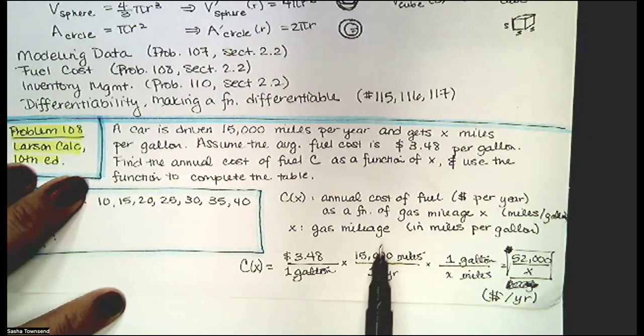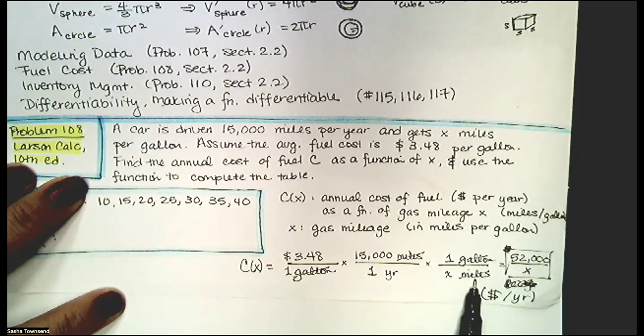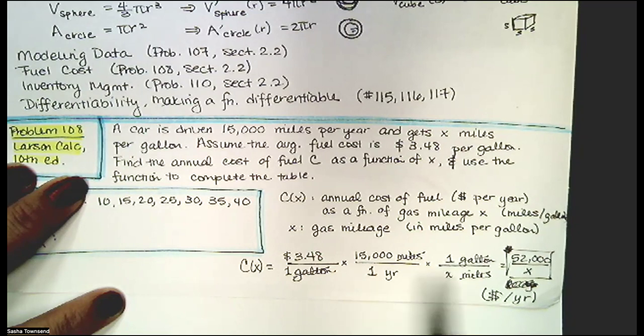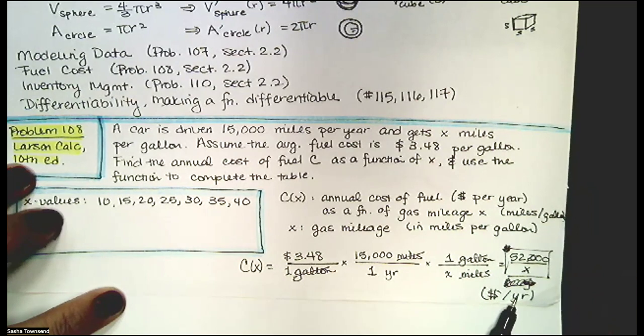So we'll say, okay, I've got miles here. I want to get rid of the miles. I've got gallons here. I want to get rid of the gallons. So I'll put the X in the denominator because I know I get X miles for every gallon. If I put X miles in the denominator and 1 gallon in the numerator, the miles reduce, the gallons reduce, and we get some number of dollars per year. If we multiply straight across, we get this 52,200 number. And then if we multiply straight across here, we just get an X in the denominator. So this is our annual cost of fuel in dollars per year.